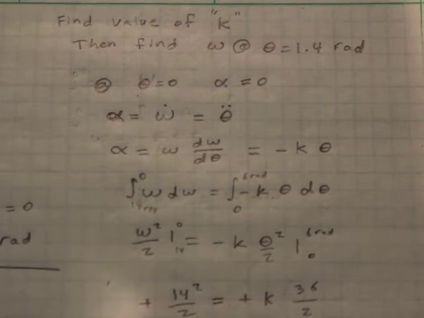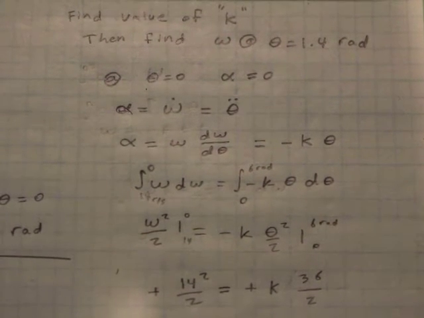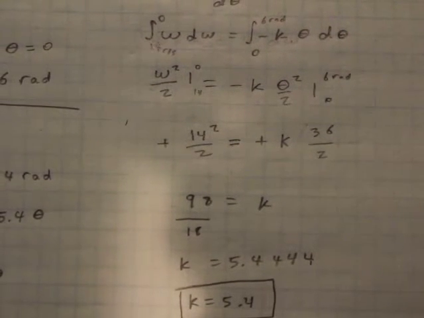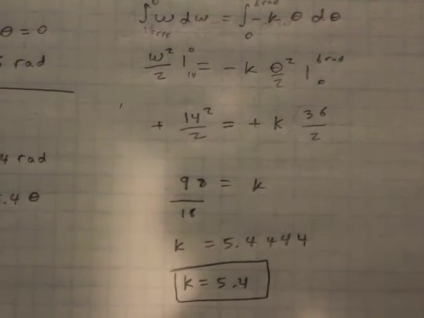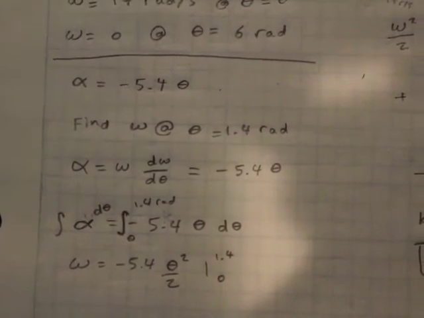So we got rid of the alpha and then reorganized our d omega and our d theta so we can have an integral. We went ahead and solved the integral all the way down until we got k equals 5.4. And seeing as that is just a constant and not actually a value, there aren't any units on it. So we have our alpha equals negative 5.4 theta.